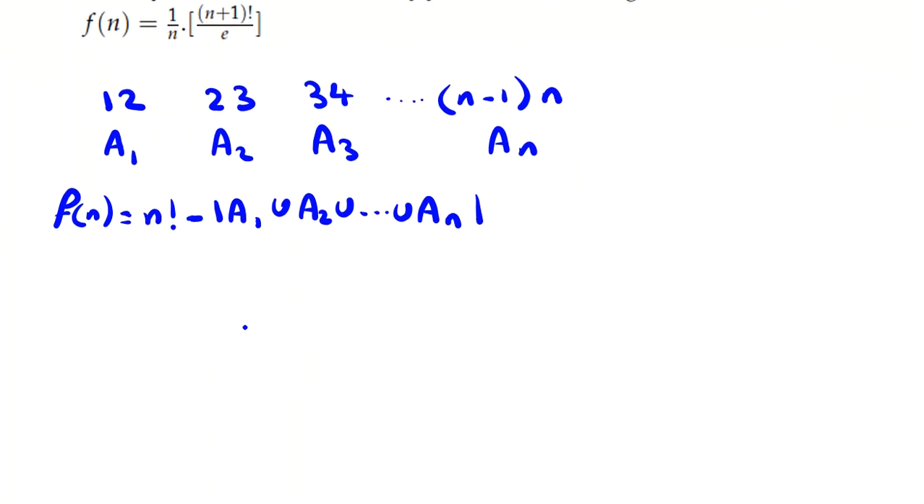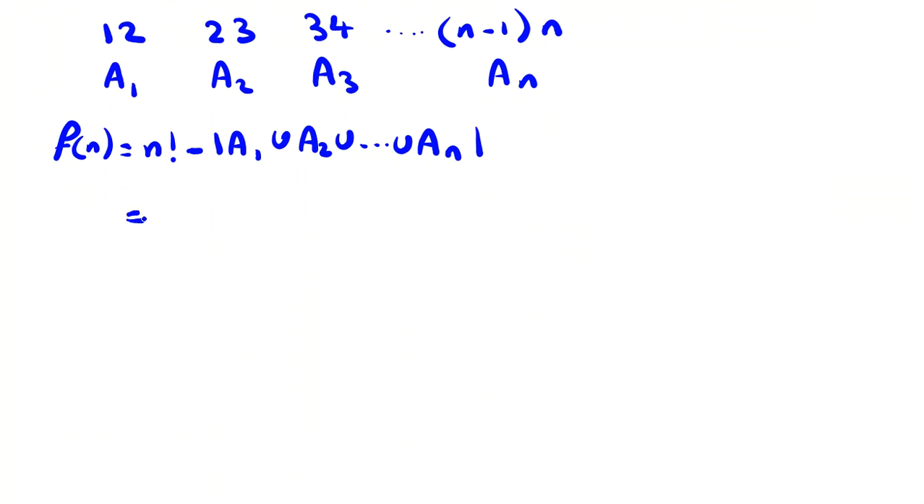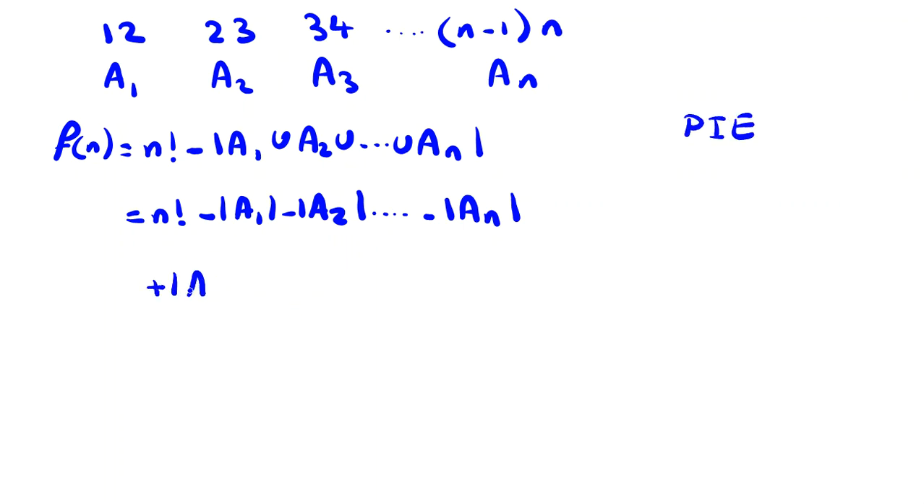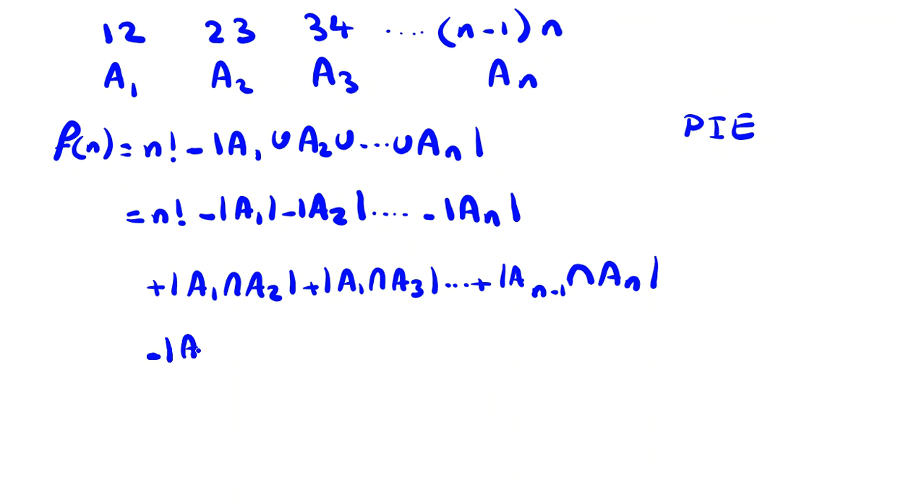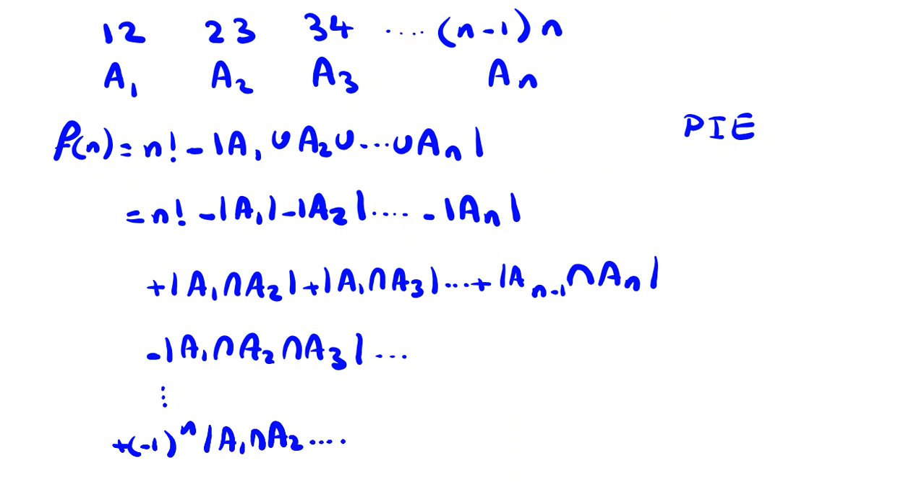It will be n factorial minus A1 minus A2 minus up to AN. It is exactly the formula of PIE. Plus A1 intersect A2 plus A1 intersect A3 up to A1 intersect AN minus 1 intersect AN, minus A1 intersect A2 intersect A3. And so on, until plus negative 1 to the power of n, A1 intersect A2 up to intersect AN.